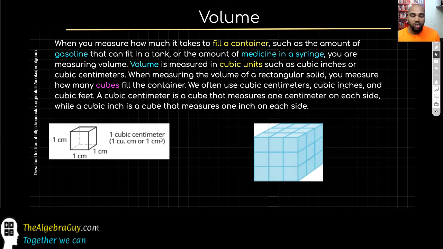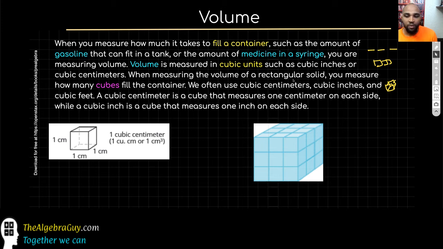And last but not least, volume. When you measure how much space is filled up in a container, like you're talking about gasoline inside of your tank, or medicine in a syringe, or milk in a container, all those are volume. Volume is measured in cubic units. You're asking now, instead of asking about how long, like how many inches something is, or how many square inches something is, now you're thinking about how many cubes. So I'm going to draw a little three-dimensional, little bitty cube. How many cubes can fit inside of that container? So those are the three units that we'll talk about today.